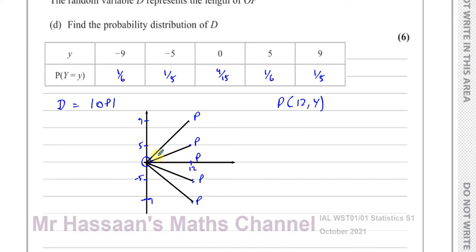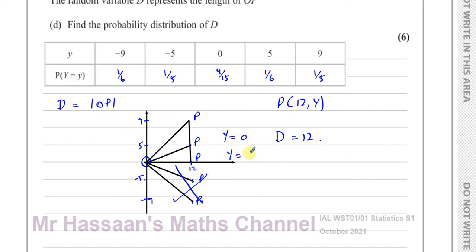But the length of these lines will be the same as the length of those lines. So we can just worry about these 3 values of D, because the D will be the same length here and here. So D can either be this length here, which is 12. So D can possibly be 12. That's when y is equal to 0.